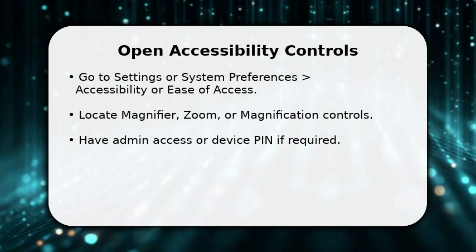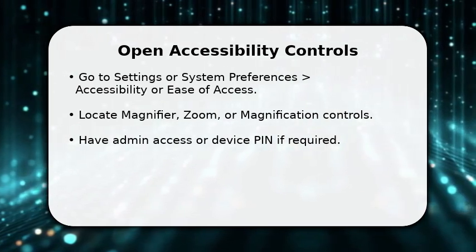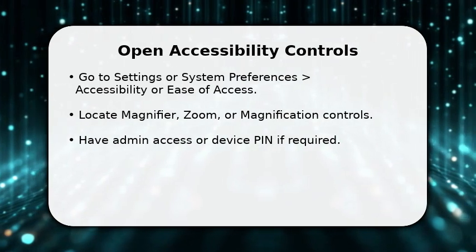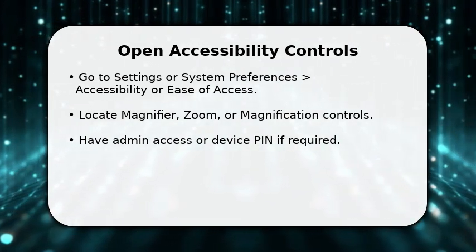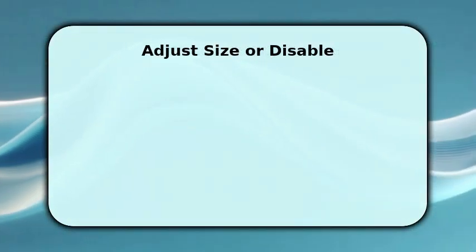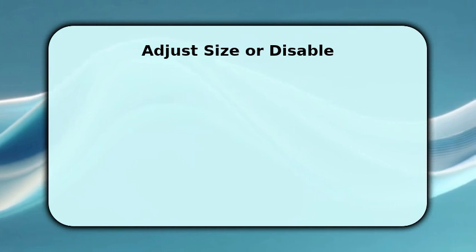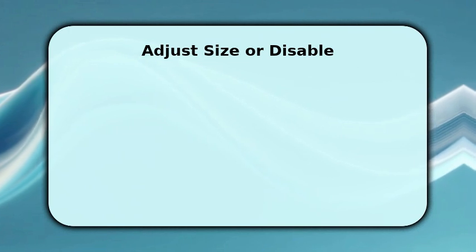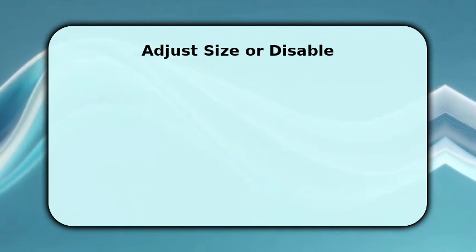Now tap or click the magnifier entry to reveal its size and display options. Doing this first avoids wasted steps, and it prepares you to adjust the magnifier size or turn it off. This is the core action. If a slider exists, drag it to a smaller percentage like 75% to shrink the view.